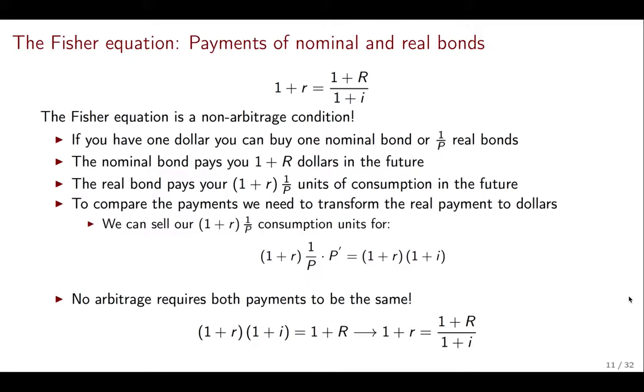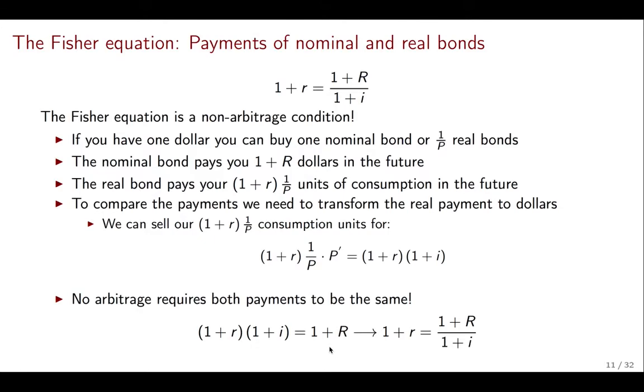Non-arbitrage requires that both types of payments are the same. Remember, the nominal bond already pays 1 plus r dollars in the future. The real bond pays 1 plus r times 1 plus I dollars in the future. And those two payments better be the same, or else there will be an arbitrage opportunity.